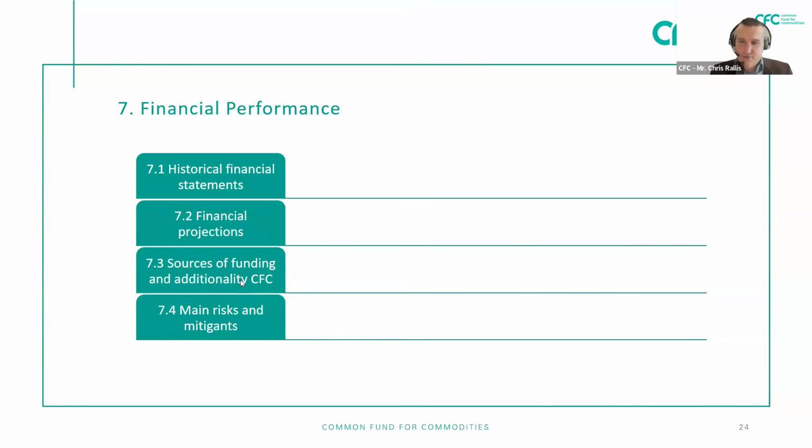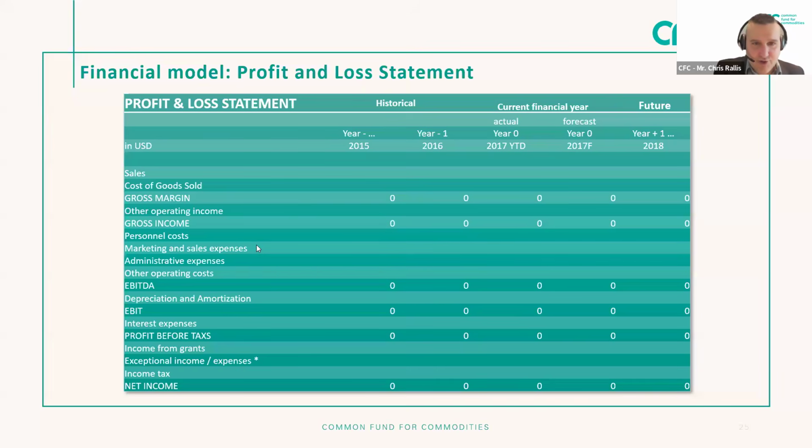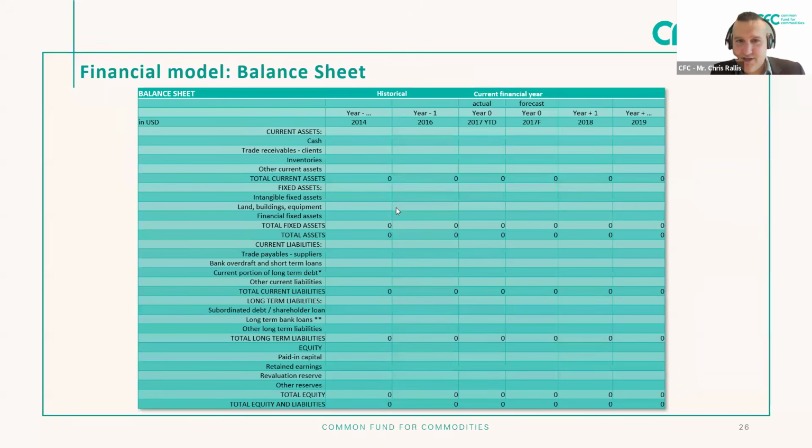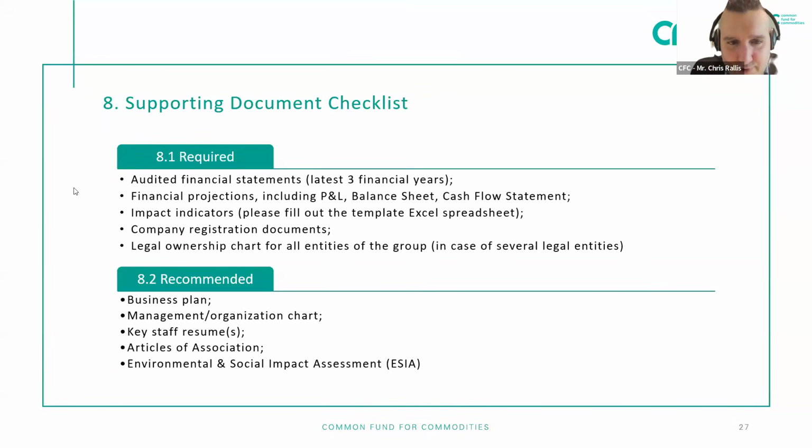So going to the next slide, which should be actually the Excel sheet. You can see here the profit and loss statement. This should be clear to anyone that works in an SME. And in the next slide, you can also see a balance sheet. As you see, it's simple. Nothing very complex. If you don't have audited financials and you do have management accounts for the last year, you could use that also. And let's go to the next slide, slide 8, supporting documents checklist.